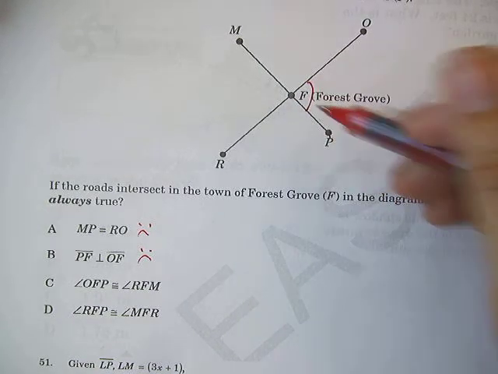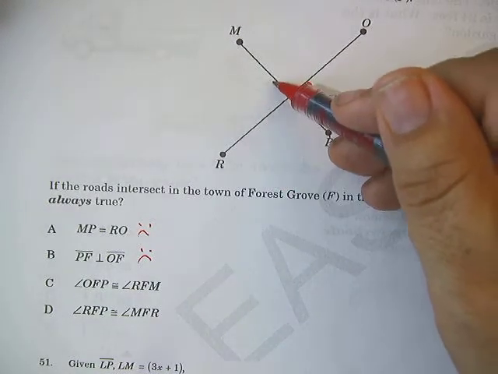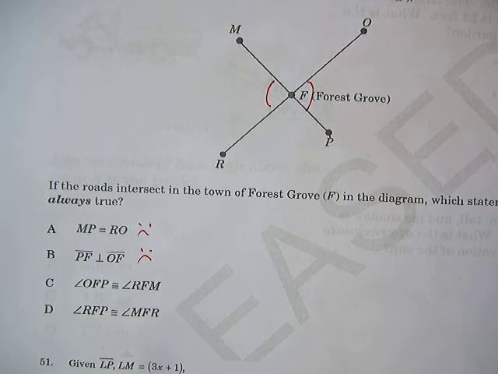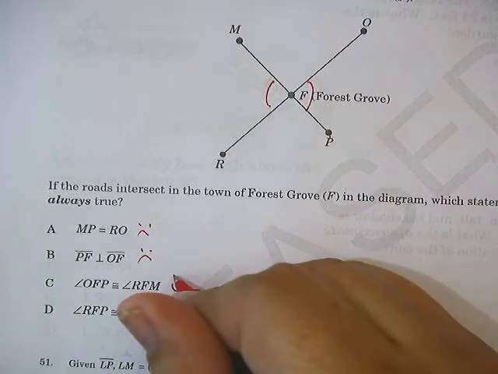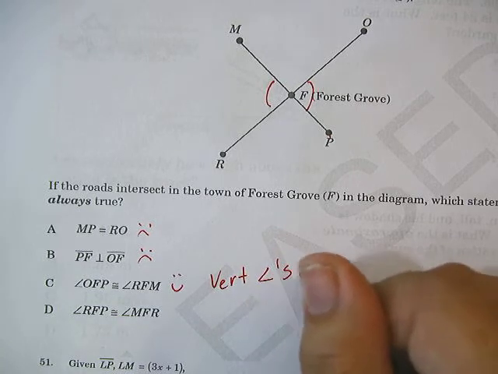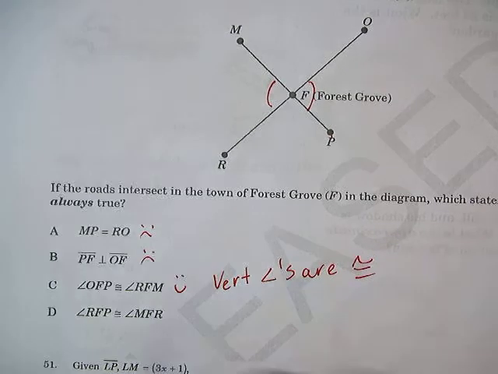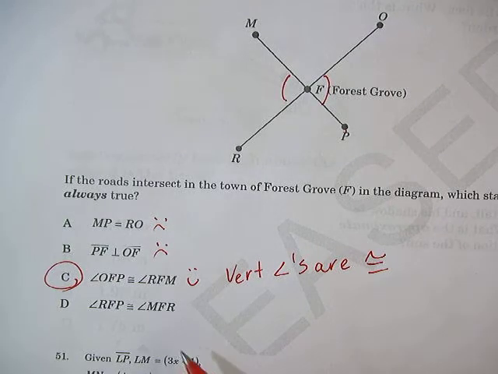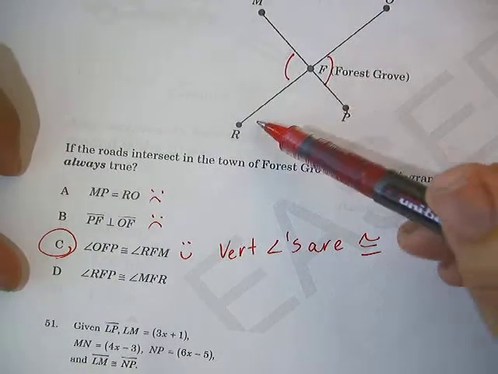OFP, this angle here, is congruent to RFM. Will that always be true? Yes. Those are vertical angles, and vertical angles are always congruent. So this is a valid statement no matter where these roads are. Just to be sure, I'll double check the other one.